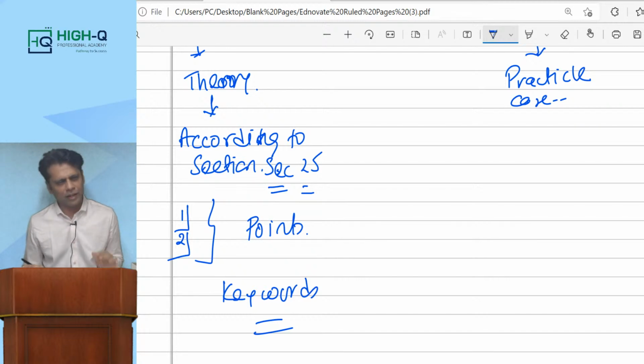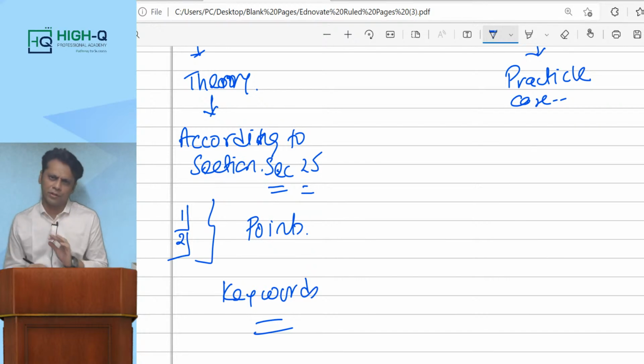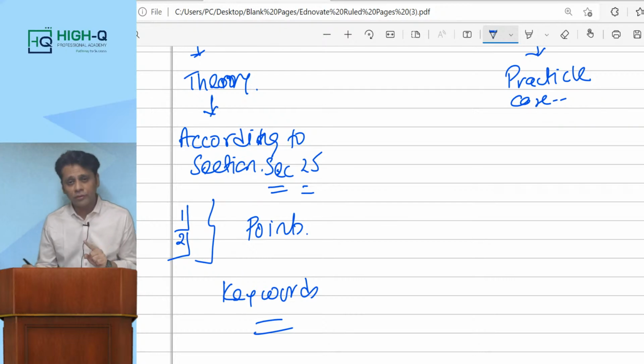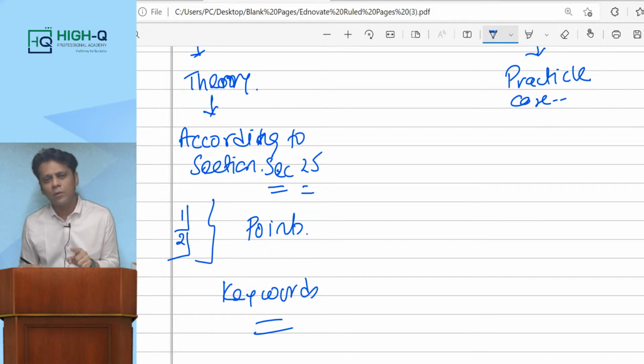Don't write the section. Then generally write according to the provision. But I would suggest, if you remember the section number, that would be an advantage for you. So this is about how you attempt the theory question.